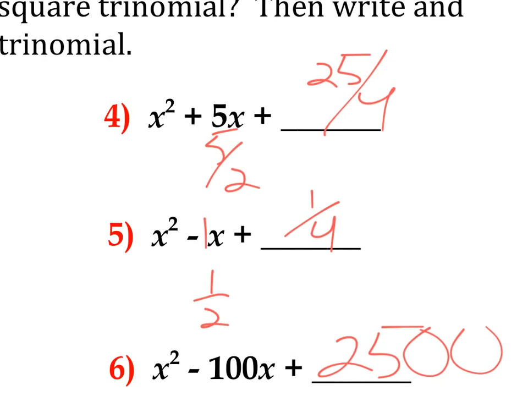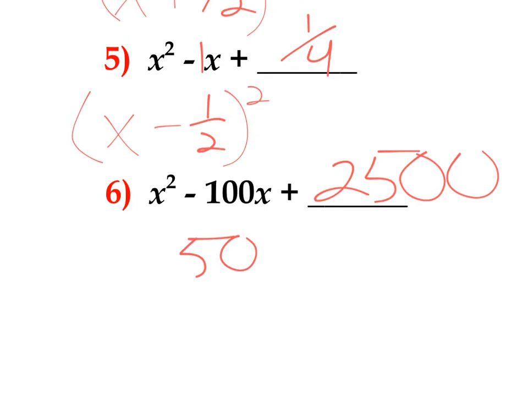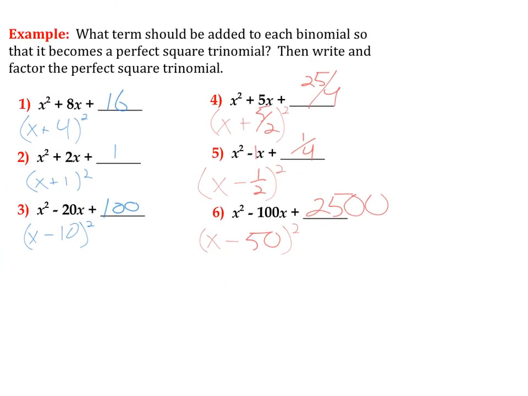Number 4, cool, I already wrote this down. We chopped 5 in half to get 5 halves, so this would just be x plus 5 halves, quantity squared. Number 5 would be x minus 1 half, quantity squared, because again, 1 chopped in half is 1 half. We squared that to get 1/4. And last, this would be x minus 50, quantity squared. All right.